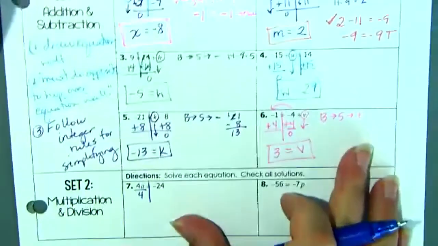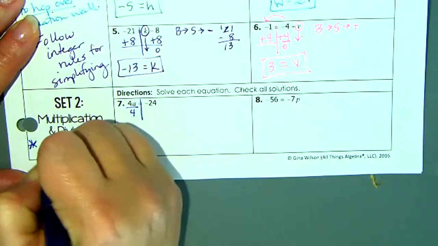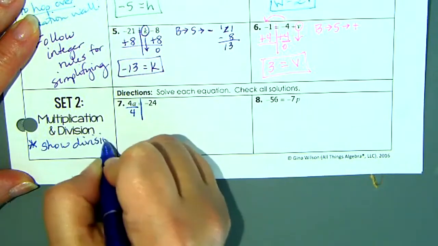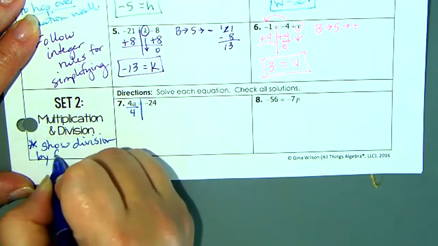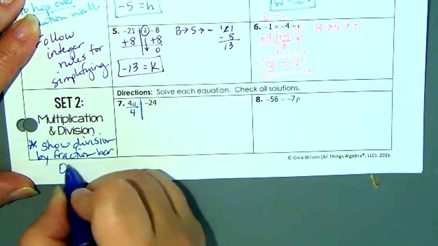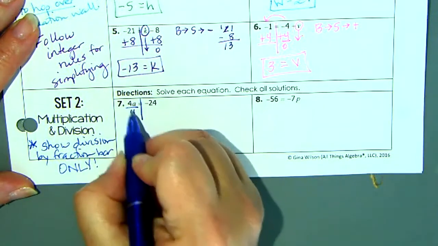Okay, so we're going to add a little comment right here. Show division by fraction bar only. You're going to show division by this fraction bar.